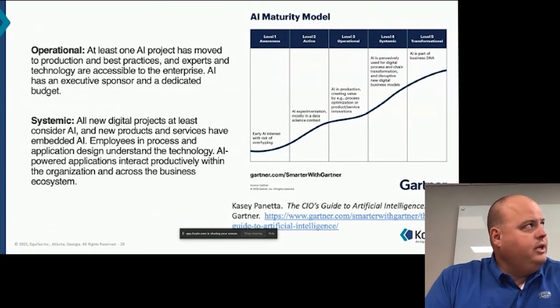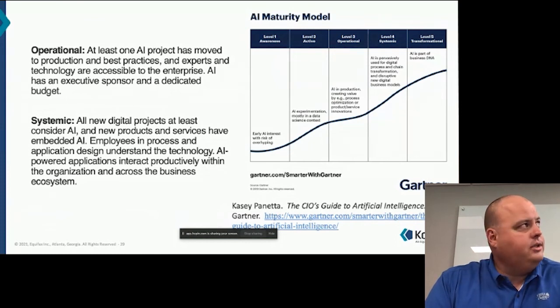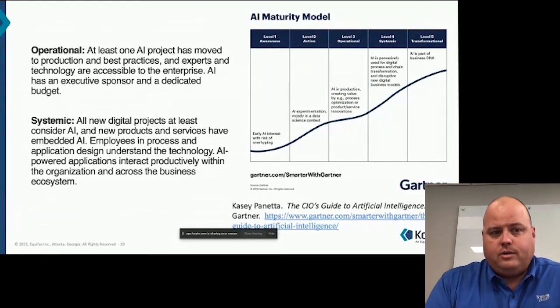Level 3 operational. When I was looking at this in 2019, this is where Count was. We had AI in production, creating value, like process optimization or product service innovations. So we had a product, we were selling it, and we were making money with it. And we felt really good.